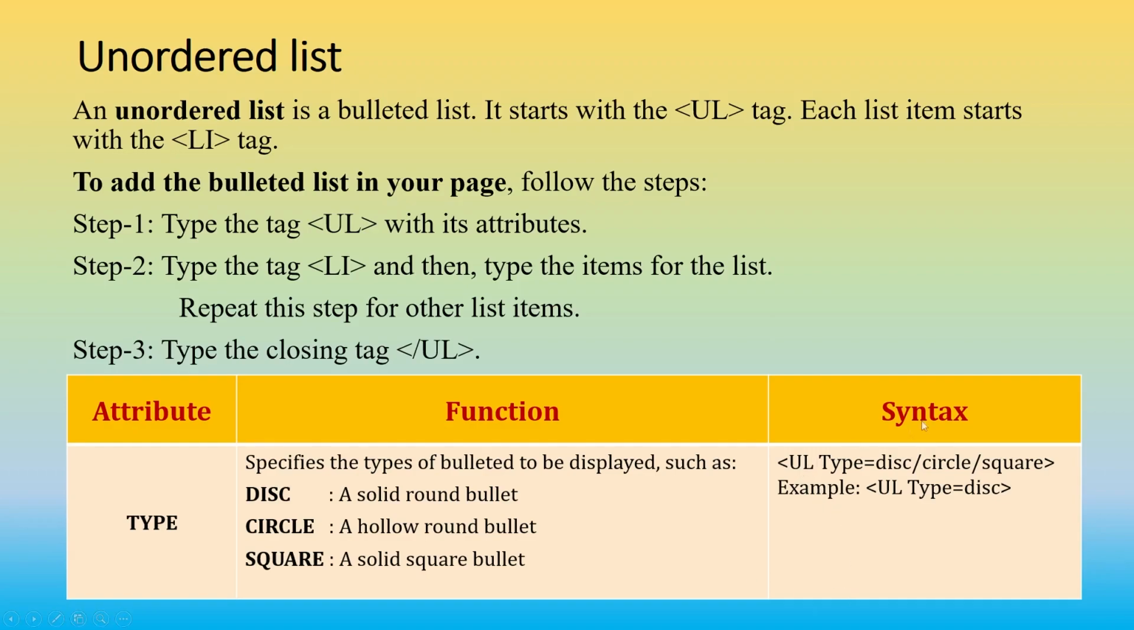So how will you write the syntax of an unordered list? UL, then you will write type is equal to any one of these: disk, circle, square, or any other if you want. So the example is UL, then type and disk.